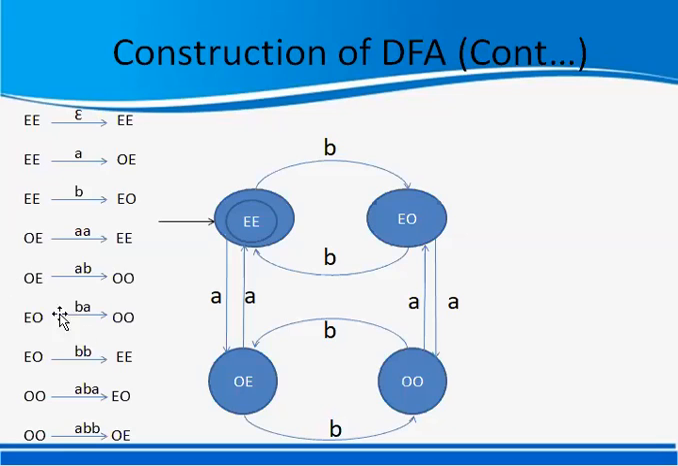Similarly, from state OE on input B. First, we reached OE from EE on input A. So on input B, our complete string becomes AB. This string comes under the category of odd number of A's and odd number of B's. So on input B, our next state will be OO. So from state OE on input B, our next state will be OO.